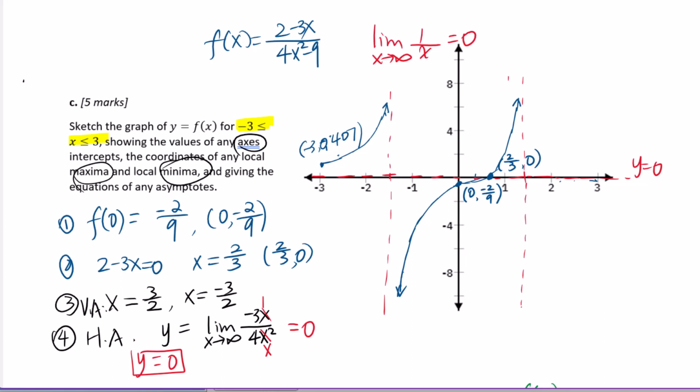Then you can sketch the graph like this. 3, negative 0.259. Then sketch the graph like this.